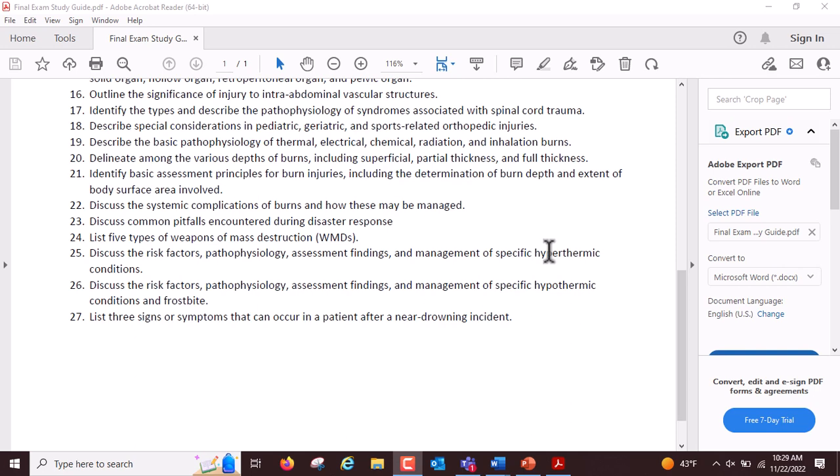Yeah, the five types of weapons of mass destruction: chemical, biological, radiological, and nuclear. Yep. Similar situation of knowing the difference between hypothermia and frostbite.